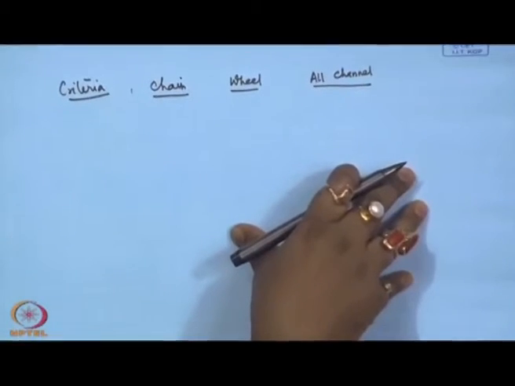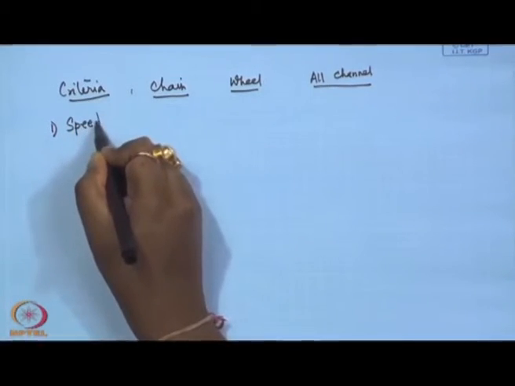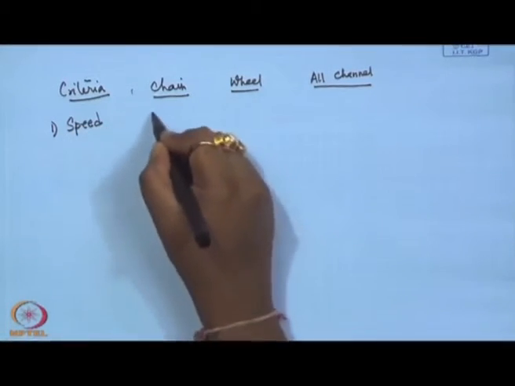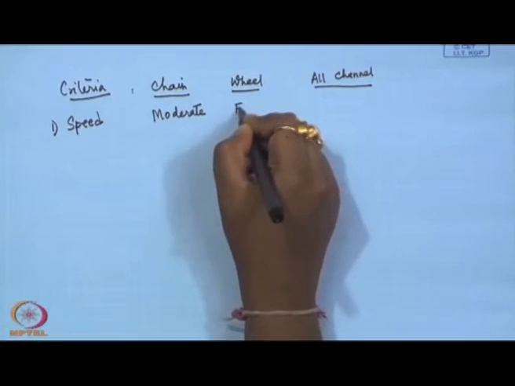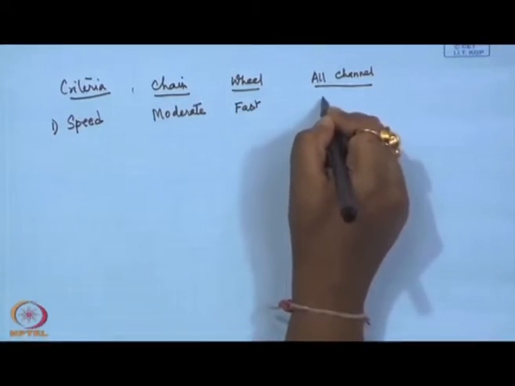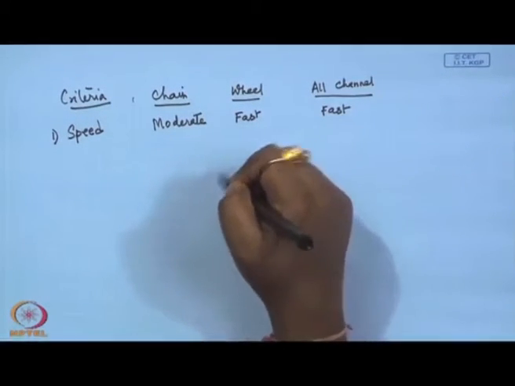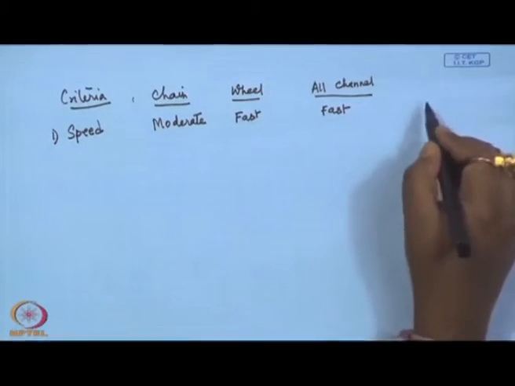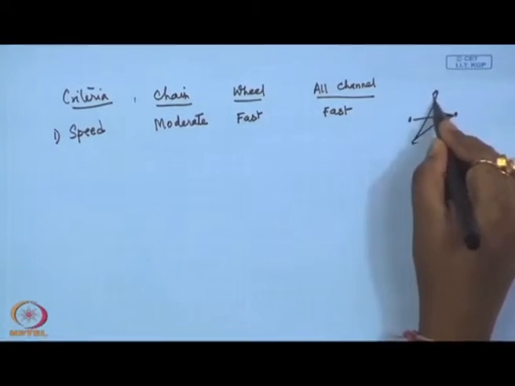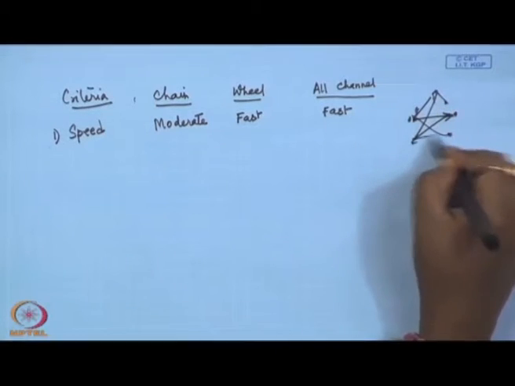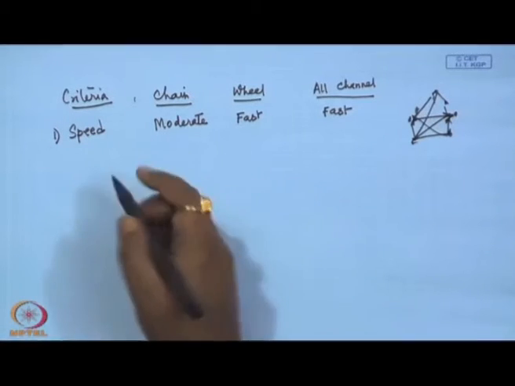So these are the criteria according to which we can classify. First is the speed of communication. What we can find over here is that in chain the speed is moderate, in wheel it is fast, and in all channel it is also fast, because you can move from here to there, whichever way you want to go, and communication spreads very fast. The speed of communication is very high.